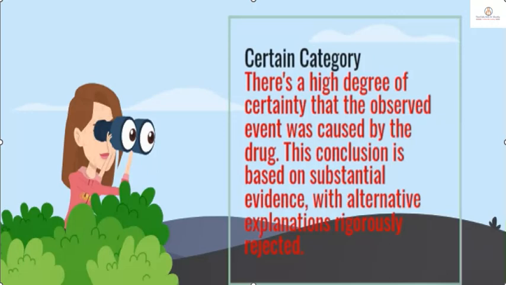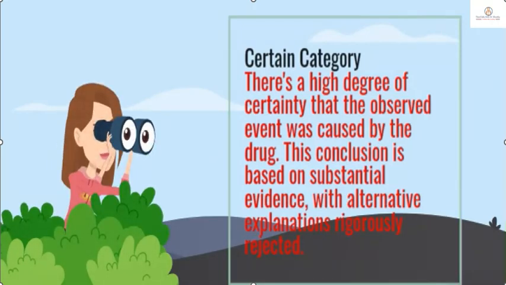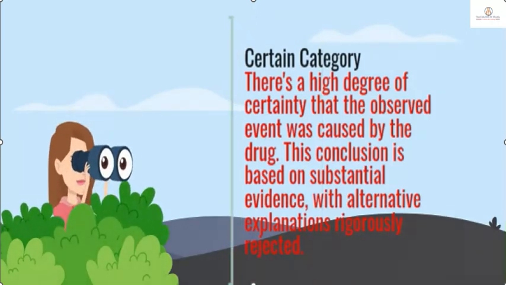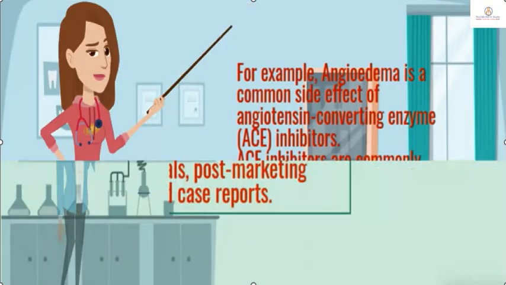Certain category. There's a high degree of certainty that the observed event was caused by the drug. This conclusion is based on substantial evidence, with alternative explanations rigorously rejected. For example, angioedema is a common side effect of angiotensin-converting enzyme, ACE, inhibitors. ACE inhibitors are commonly used to treat conditions like hypertension and heart failure.